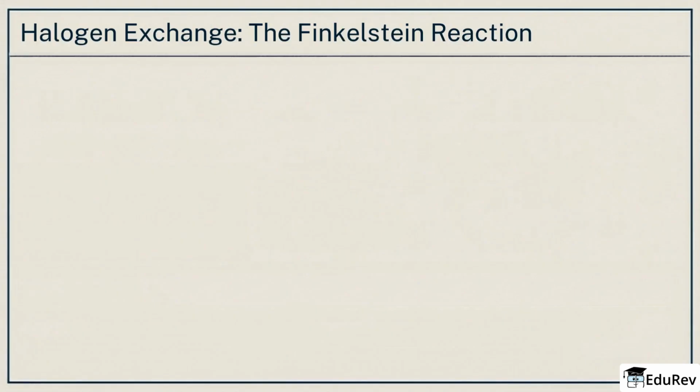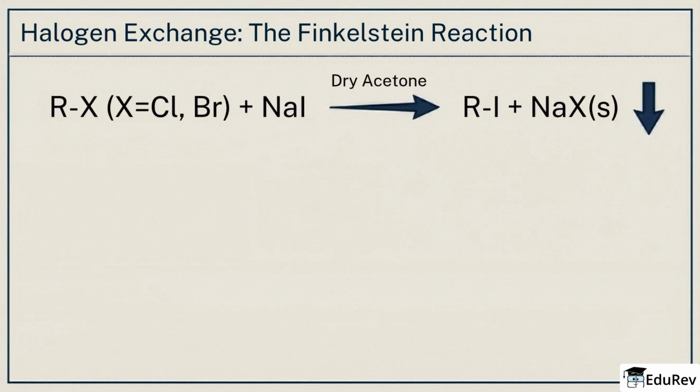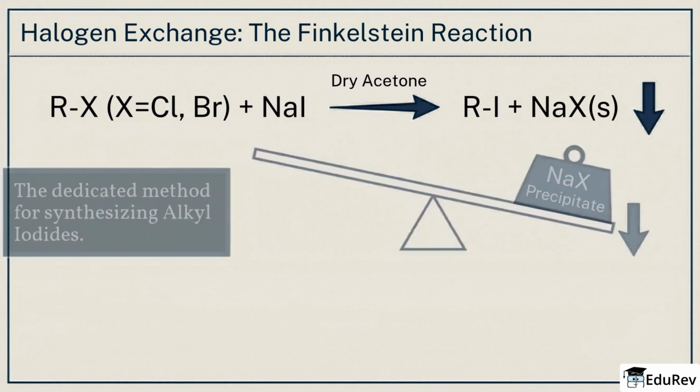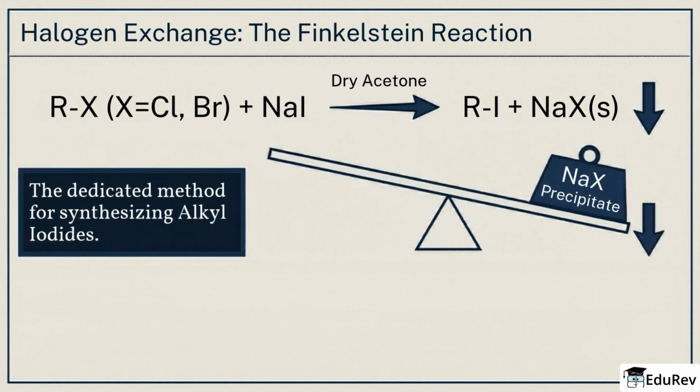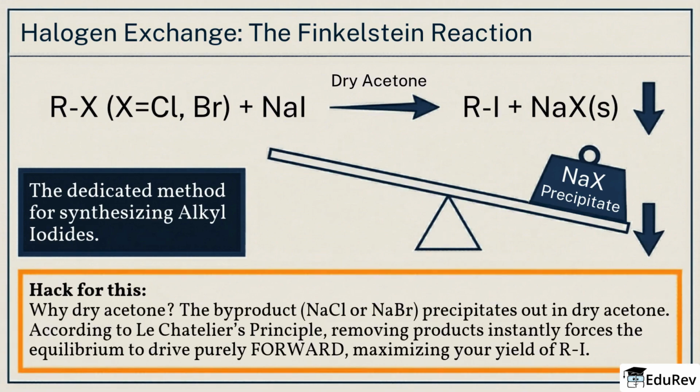Now come to halogen exchange reactions. The first is the Finkelstein reaction. An alkyl chloride or bromide reacts with NaI in dry acetone to give an alkyl iodide. The important part is not just the substitution, it's what happens to the byproduct. NaCl or NaBr precipitates out. That removal pushes the reaction forward. So this is not just a reaction, it's equilibrium control.